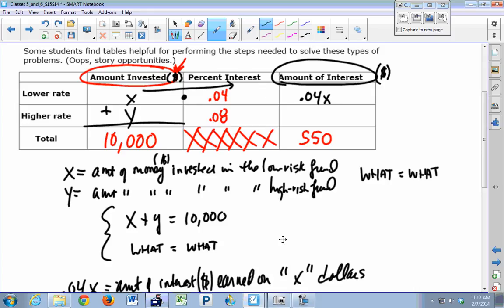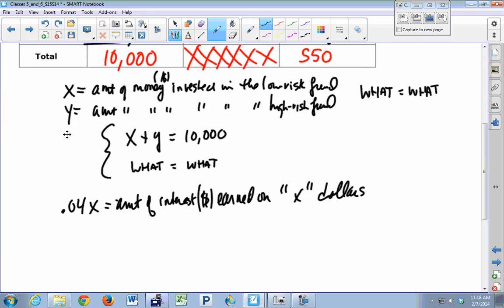Just read your headings and your row names. Similarly, if I multiply 0.08 times y, I get the expression 0.08y, and that equals, I read my column heading at the top, amount of interest on what? My high risk investment. Or down here, if I'm not using a table, I write out what 0.08y means: amount of interest in dollars earned on y dollars.